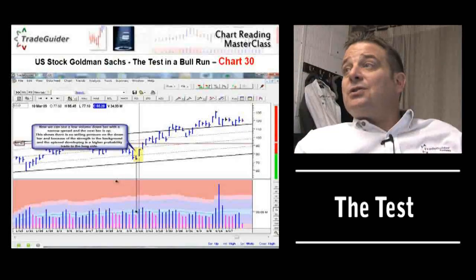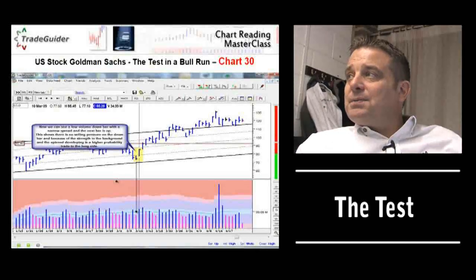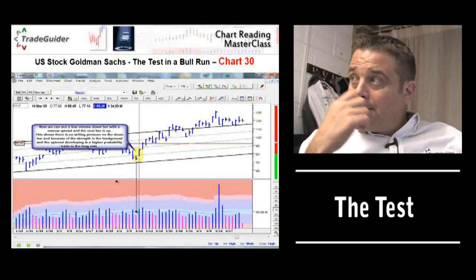The up bar tests are not as obvious, and they often look like no demand or something like that, and they confuse people. Well, that's where we can clarify. That's what we'll do, and that's why next.